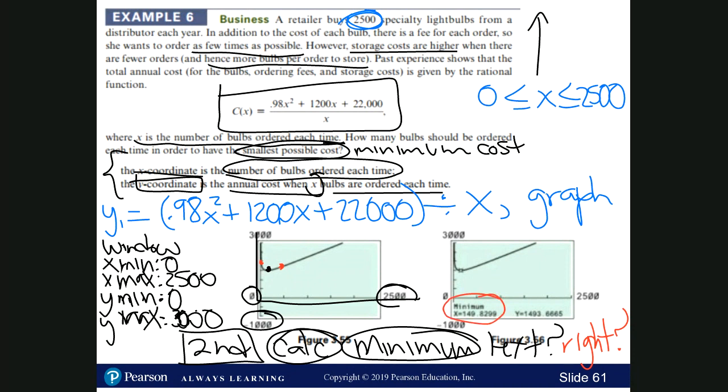Now, the minimum cost is this one, the y value. And the number of light bulbs will be here, 149.8299. If you are answering this question on the MyMathLab, make sure you pay attention to how they want you to round. My guess is that they will say round to the nearest whole number, or in this case, it will be 150, because, I mean, you cannot ship 149.82 light bulbs unless one of those is broken, I guess.